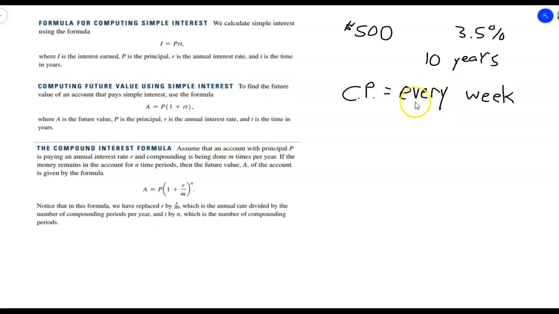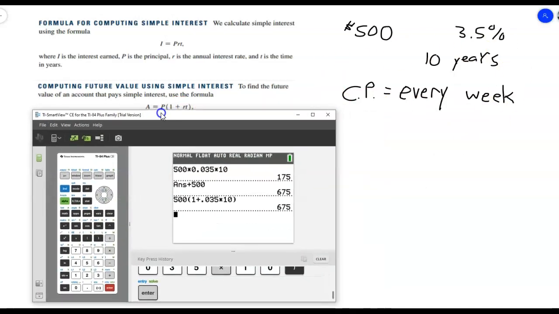Now, the thing is it doesn't build up all that much faster. So you think, oh my gosh, we're doing it every week. We're going to have a ton more than $675 at the end, but we're going to find that it's not going to be that much more. And then we'll take a look at different time periods and see how those are affected as well. So we're using the same formula here, and this time we're going to do every week.